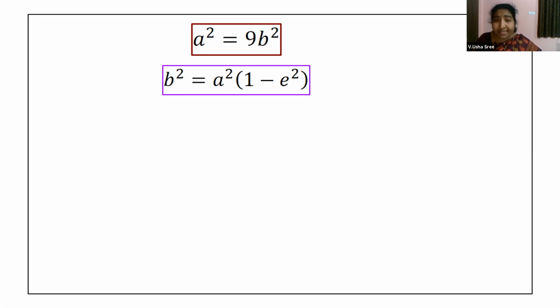Now, what is A square? A square is 9B square. So instead of this A square, we will just substitute 9B square. Then when we do so, we can cancel B square on either sides of the equality. When they get cancelled, you're left with 1 on the left hand side. Remember, this is not 0. This is the basic mistake what students commit.